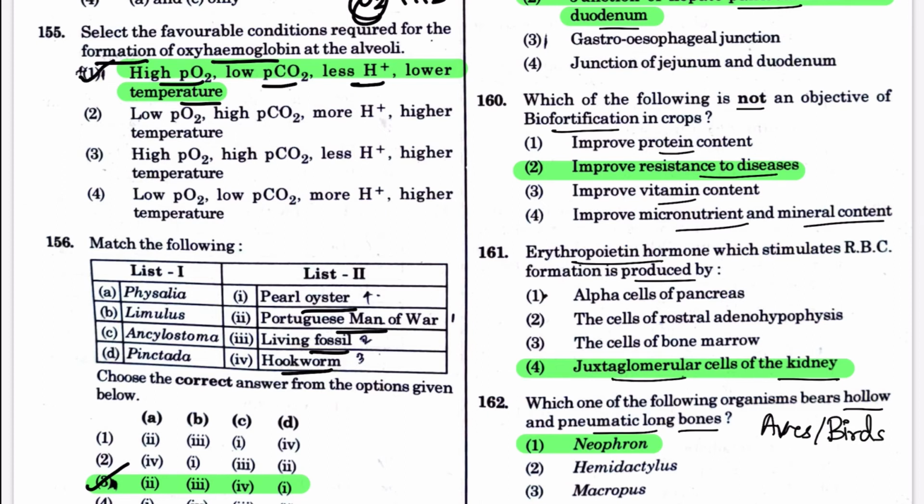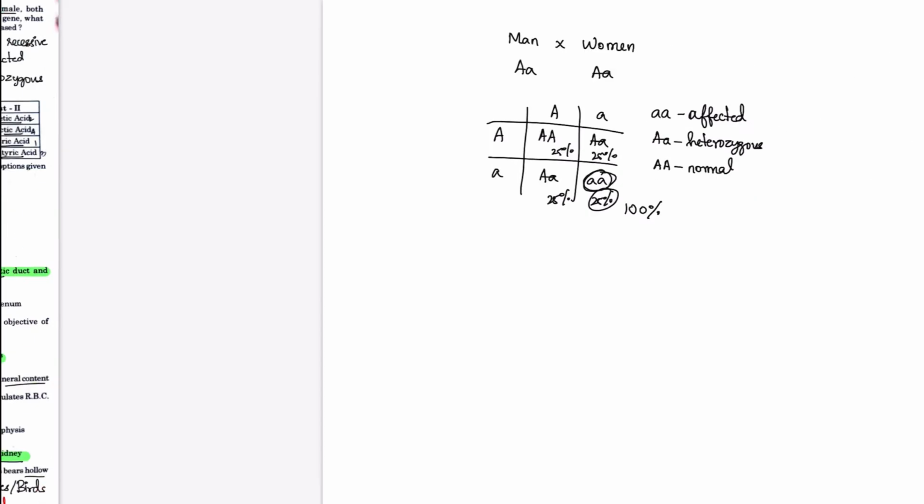We have neophron, which is nothing but vulture. Hemidactylus is wall lizard. Macropus is kangaroo. Ornithorhynchus is platypus. So just look at the option. So vulture is an ave, so this is the right answer. Wall lizard is a reptile. Macropus and Ornithorhynchus are mammals. So answer is 1.